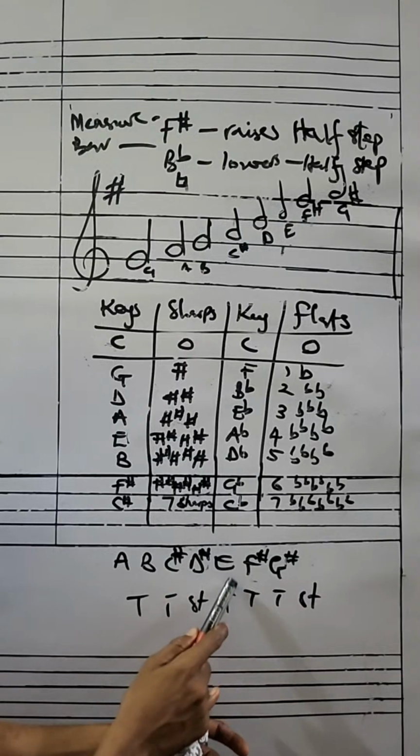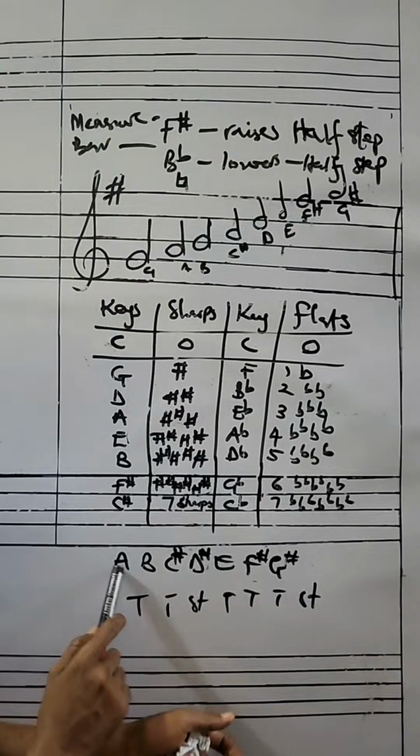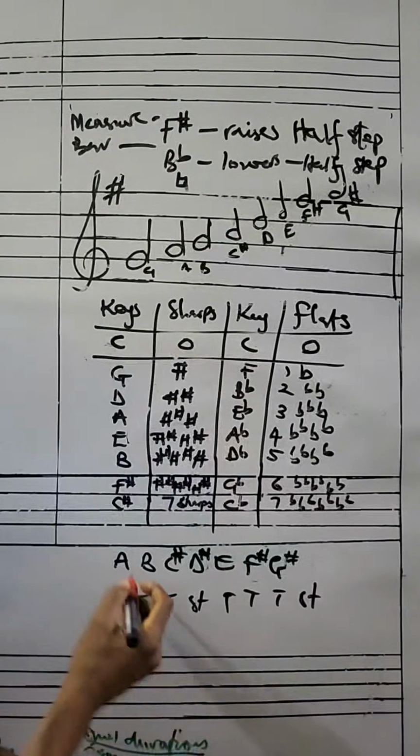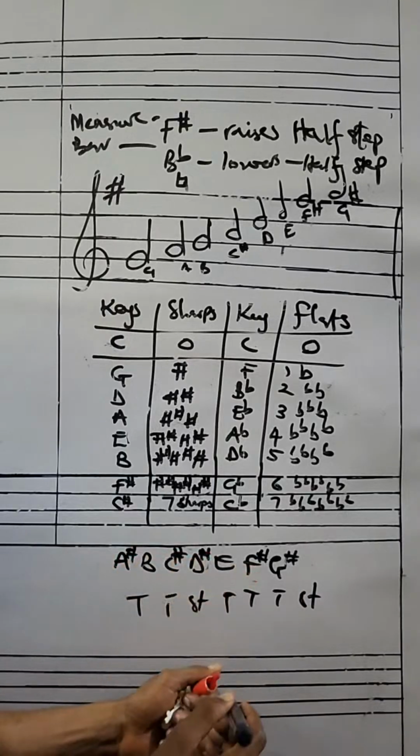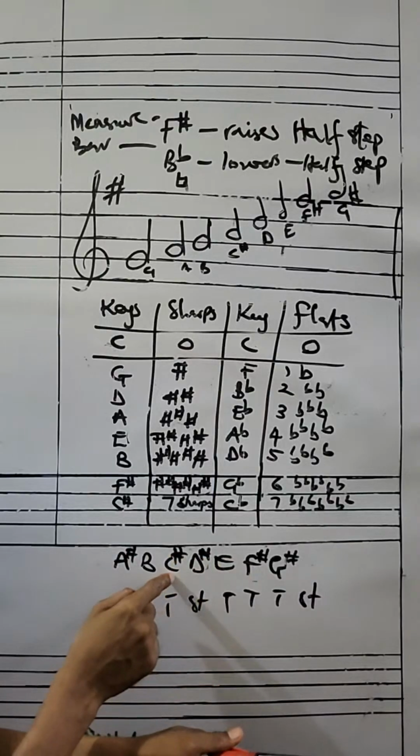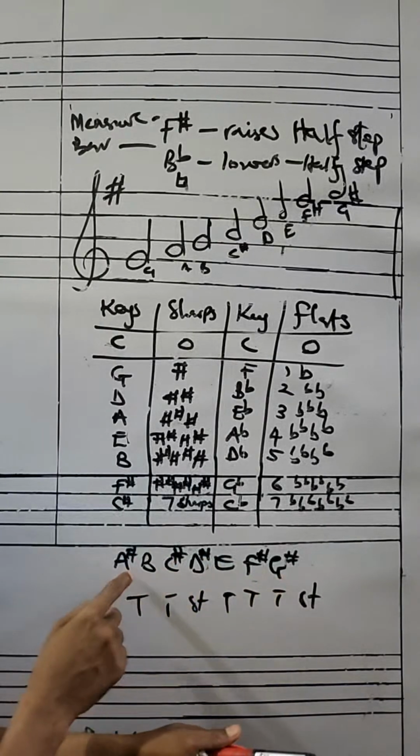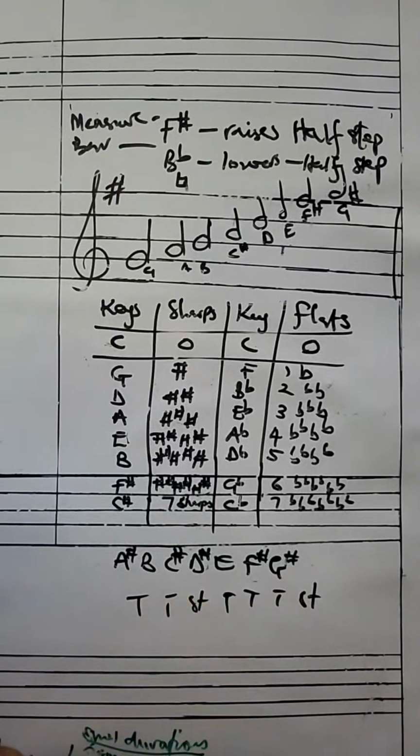Now I'm looking for the next note. 1, 2, 3, 4, 5. My B. So which note is sharpened? My A. So that B has 5 sharps. We have your F sharp, your C sharp, your G sharp, your D sharp, and your A sharp. The next note, you count 1, 2, 3, 4, 5. F sharp.